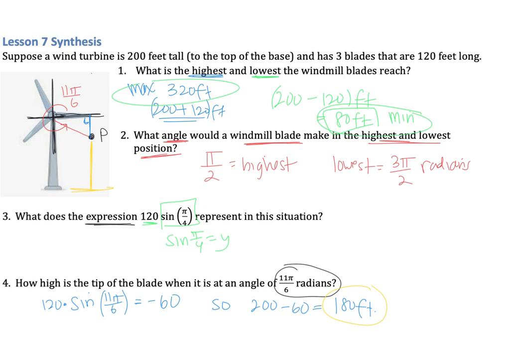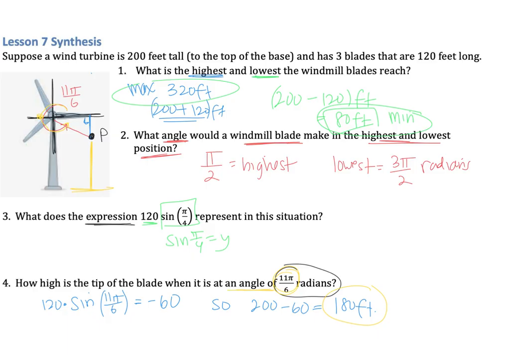Okay, did you get 180 feet? I hope so. So you can see up here, first, I made the angle of 11 pi over 6 radians. So I had to rotate 1 pi, 2 pi, 3 pi, 4 pi, 5 pi, 6 pi gives you pi, and then 7 pi, 8 pi, 9 pi, 10 pi, 11 pi. So I'm in the fourth quadrant down here at point P. So I rotated to get point P.